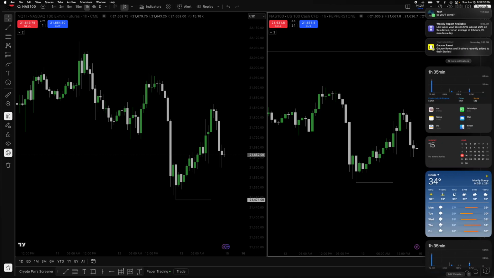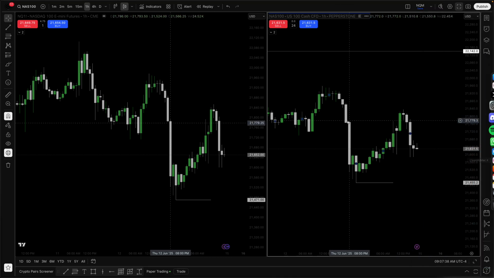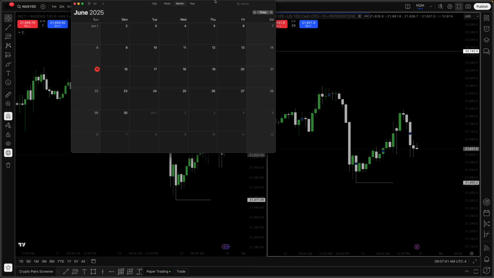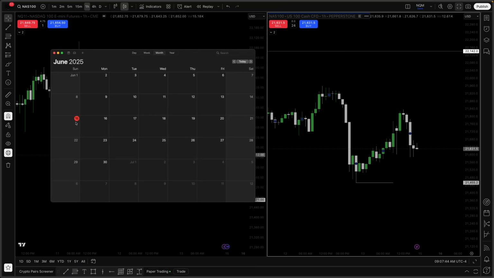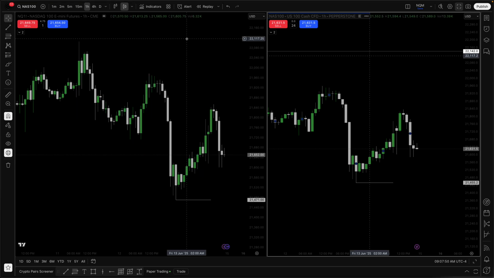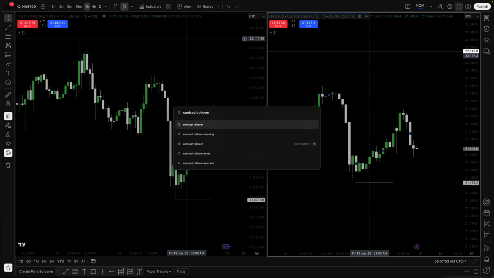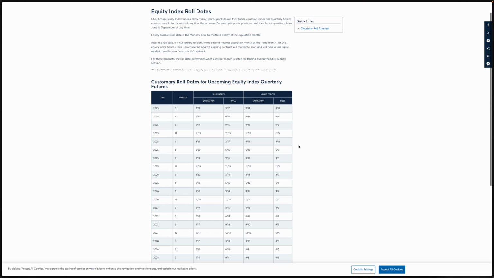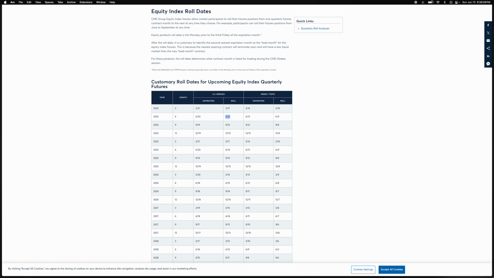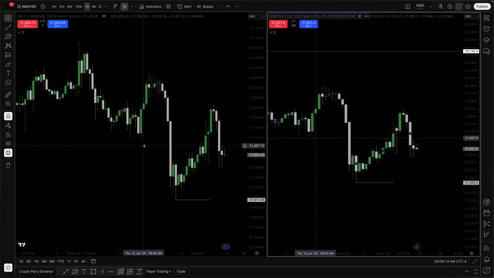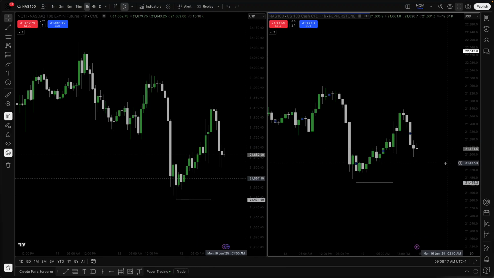The reason being, today is June 15th, right? And usually on the 16th or the 17th of June, what happens is there's a contract rollover. And what is contract rollover? This is what a rollover is. So what month are we on? We're on the 6th month, right? So the rollover is going to be 16th. So tomorrow is the rollover, right? 15th, 16th. So right now there's not much of a difference between these two, right?